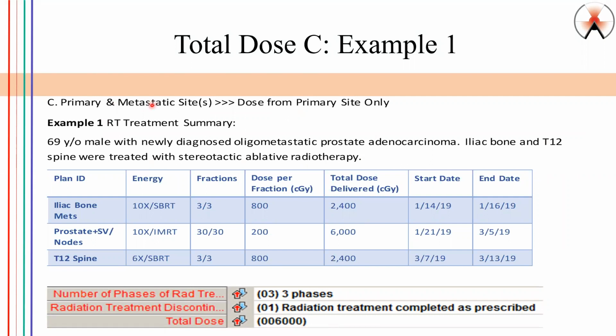Primary and metastatic site, this rule tells us that you only code the dose from the primary site. So here's an iliac bone mets, here's your primary site, and here's a spinal mets, okay? Prostate has a tendency to spread to the regional bone regions, okay? That would be the spine and portions of the pelvis. So as per the rule, we only capture the dose from the primary site, which is 6,000 centigray.